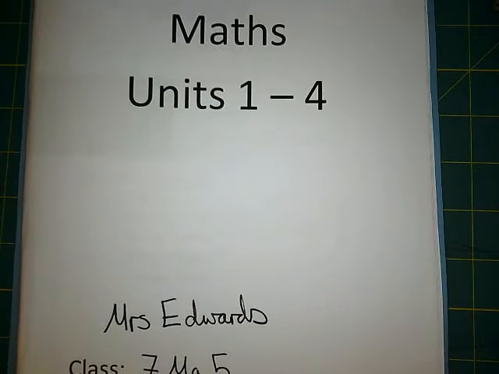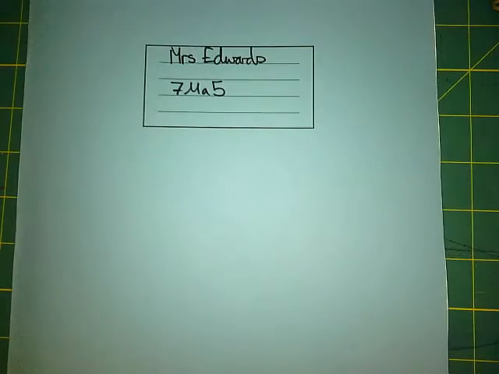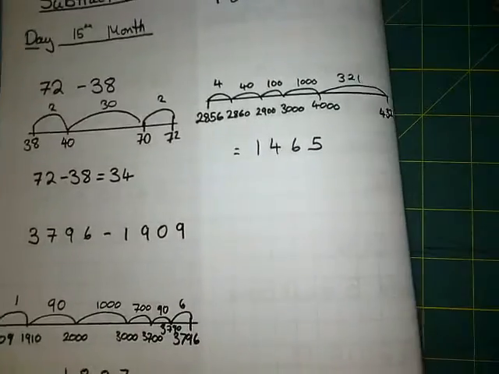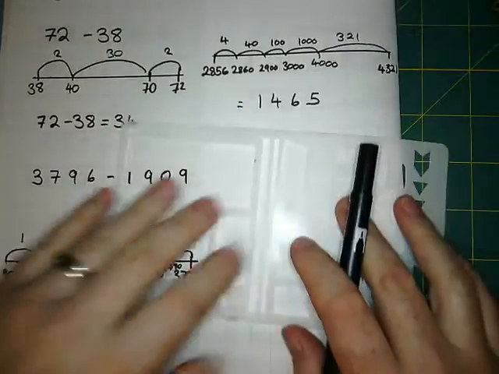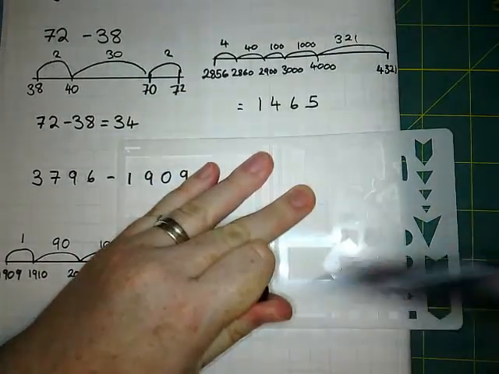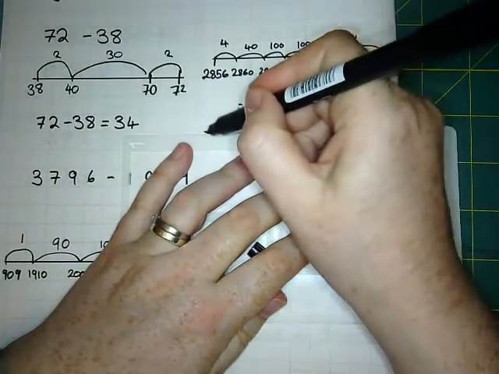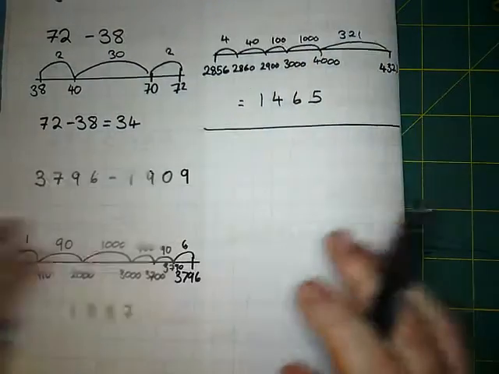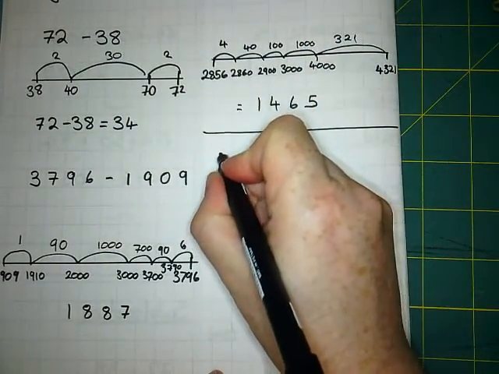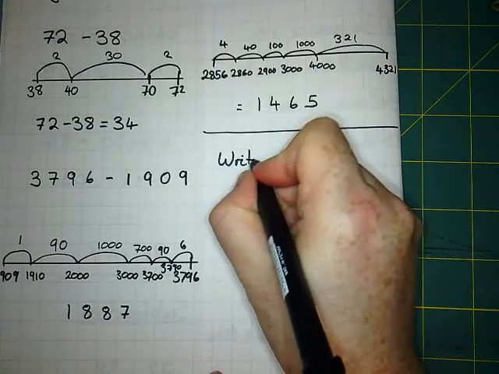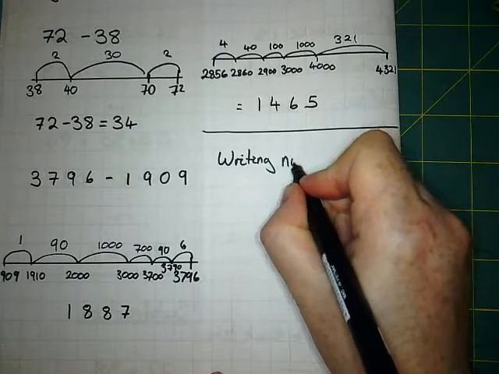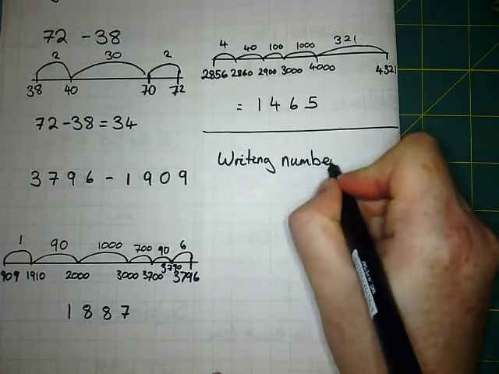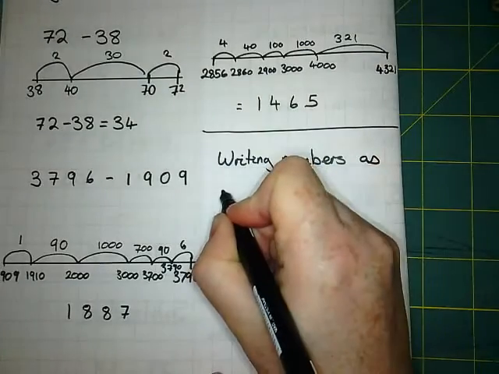Okay, today you're going to need your workbook and your exercise book. You're going to turn to the end of your last piece of work. You're going to rule off and write today's title and date. And the title today is Writing Numbers as Words.